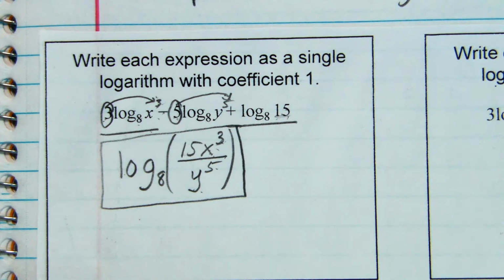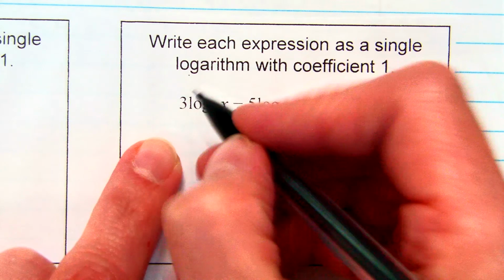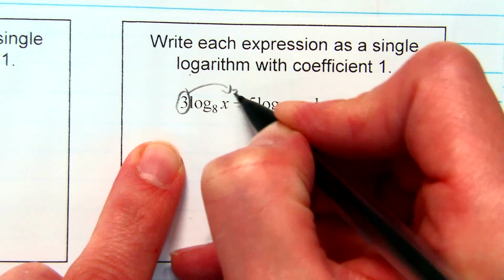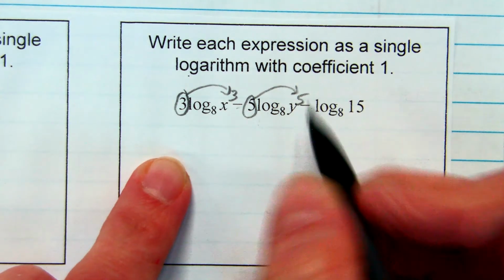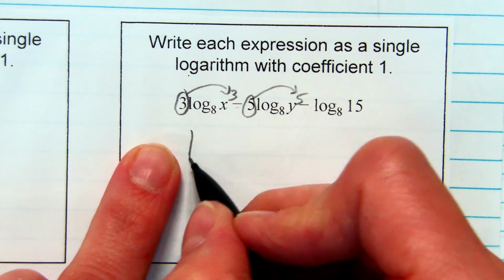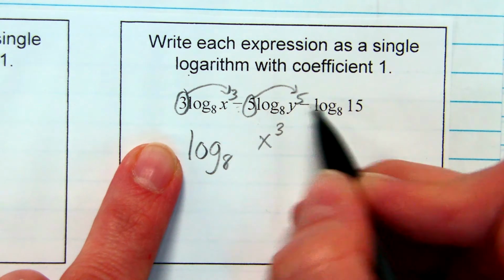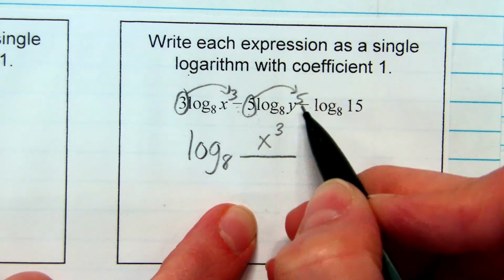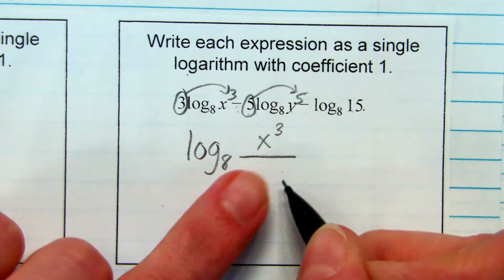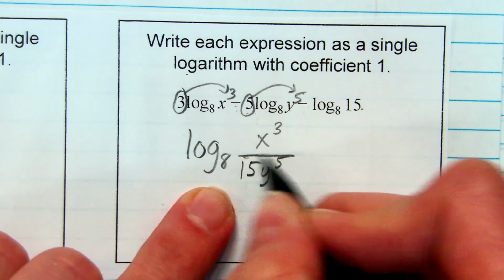The next question is not the same. So it looks almost exactly the same, except I made both of these minuses. I'm going to show you. So we're going to take the 3, move it over here to the x, take the 5, move it over here to the y, and then this is the only part that's going to go on the top. So it's all log base 8, but x to the 3rd is the only part that's going to go on the top because these are both minus. So what happens is those are going to get combined on the bottom. So I'm going to have y to the 5th, and I'm going to have 15 now in the bottom. They're dividing. So I'm going to do 15 y to the 5th. This is dividing both of them.